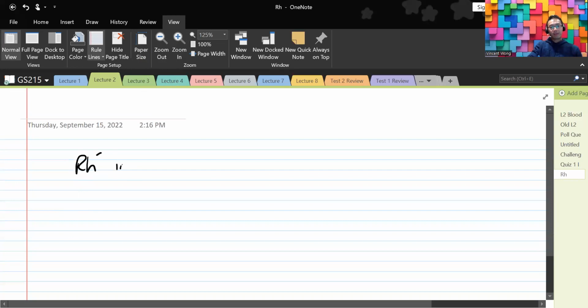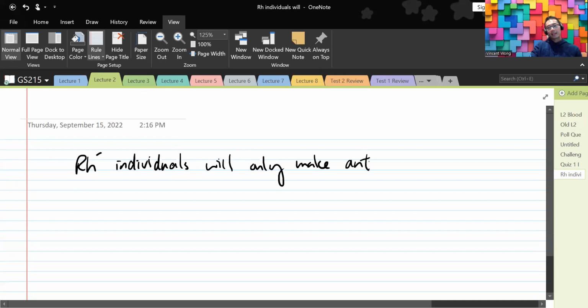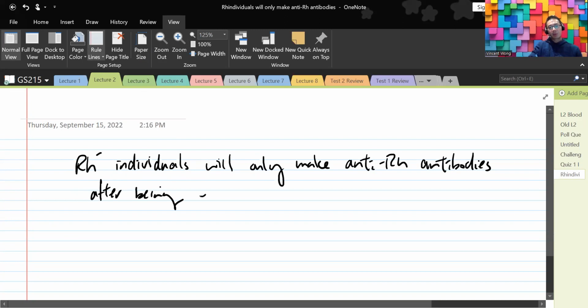RH negative individuals cannot make, well, we'll say will only make anti-RH antibodies after being exposed to RH positive cells. Okay.